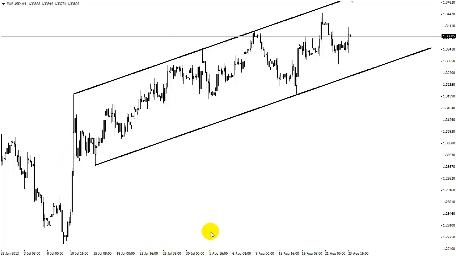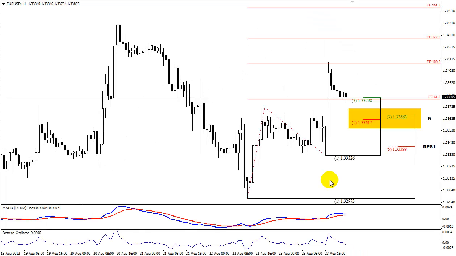So we must pay attention to how price will develop inside of this channel. We can also see here that we have a potential head and shoulders pattern. But on the hourly time frame we can see that maybe it will not work, because take a look how the market has made this ABCD here.